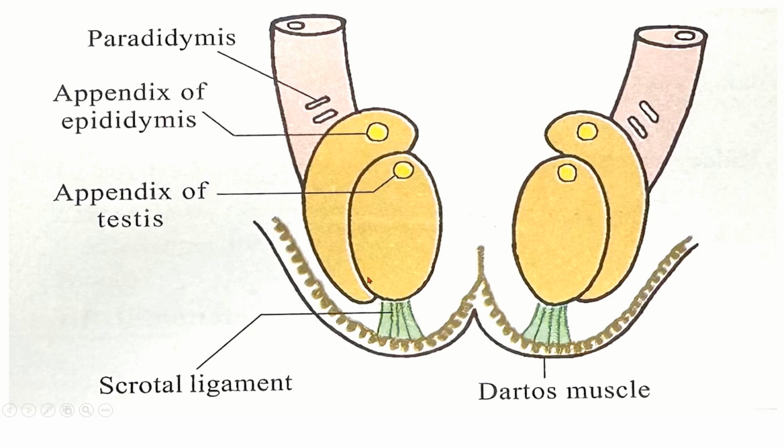You can see here, this is the testis, this is the epididymis, this is the appendix of testis, this is the appendix of epididymis, this is the spermatic cord. You can see here, this is the scrotal ligament. You can see the dartos muscle.